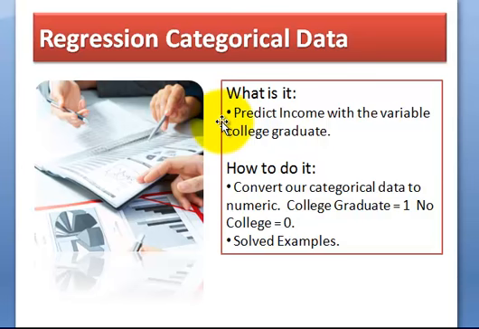But what are we going to do with it? It's categorical data. It's yes or no. You either graduated or you didn't graduate. Well, what we do is we kind of trick it. We assign a number to it. So if you graduated from college, it's a 1. If you didn't graduate from college, it's a 2. And then there's a whole series of solved examples in the rest of the video playlist.